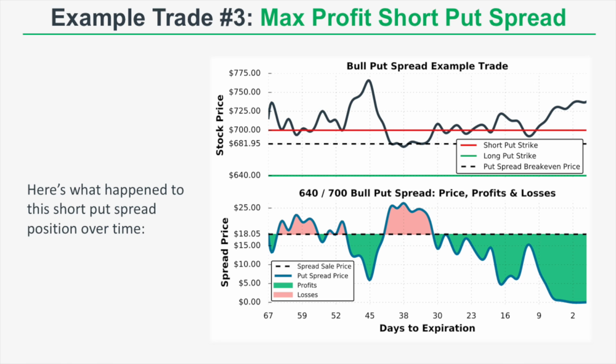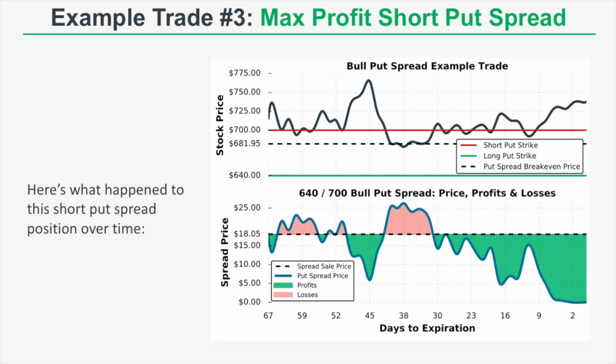and the spread's value actually fell to around $5. So maybe if you wanted to manage a winner early and you wanted to close the trade for a profit, you could have actually bought this short put spread back when it was worth around $5, and you would have locked in a profit around $13.05.